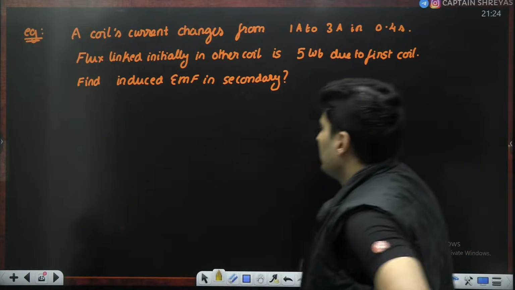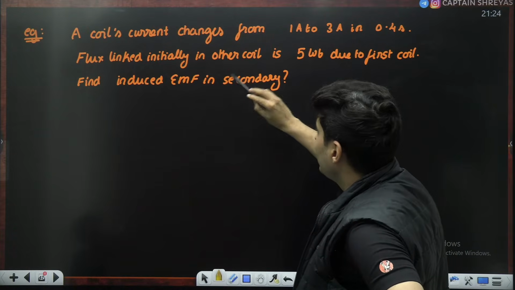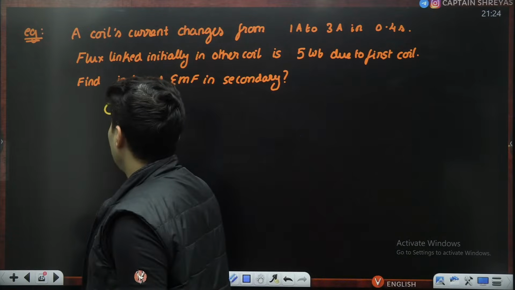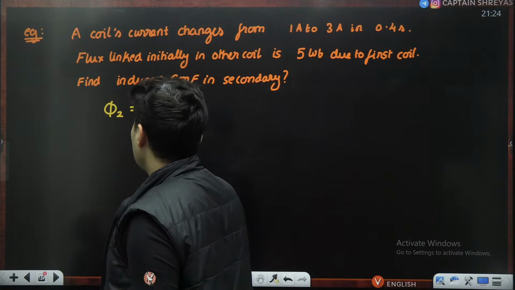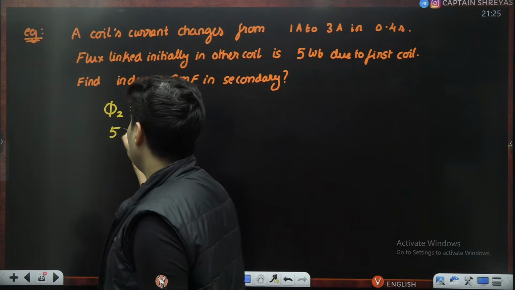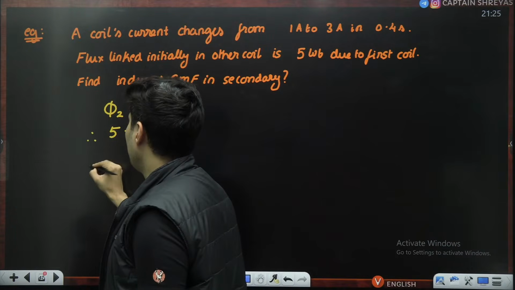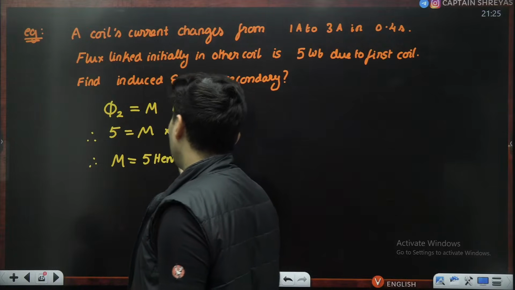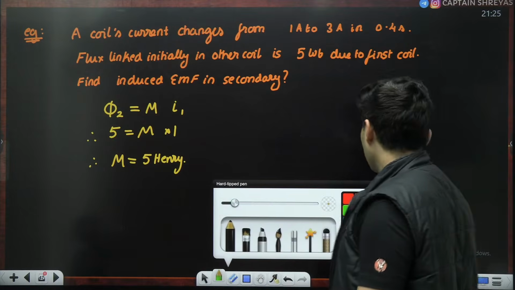Well, here, this data is given for a particular reason. Flux linked in the secondary coil is 5 Weber due to the first coil. You know why it is given? The flux linked in the secondary coil is due to the current in the first coil. That means mutual inductance has to be found first. So the flux linked is 5 Webers, M not known. Original current was 1 ampere. Therefore, the mutual inductance is 5 Henry. This is needed. Now we can do the second part of the question.